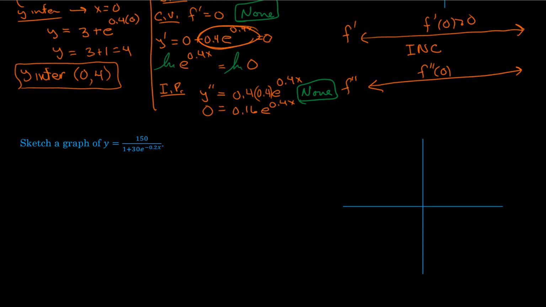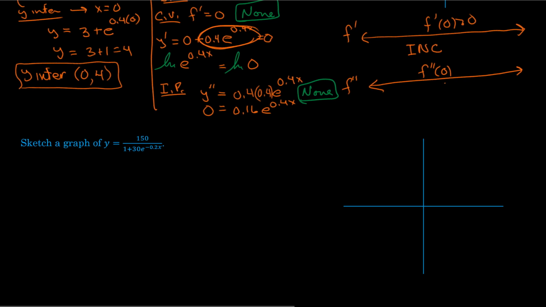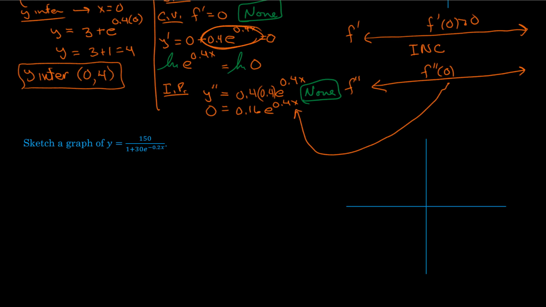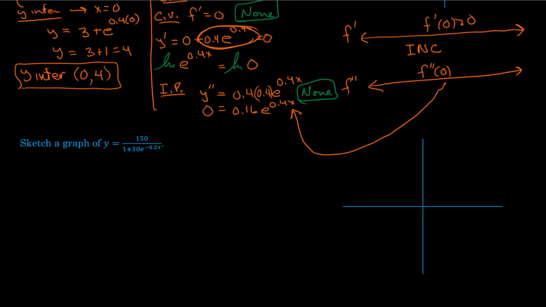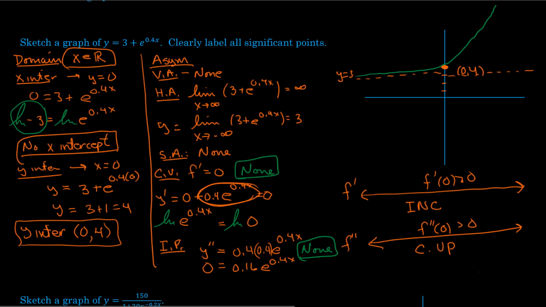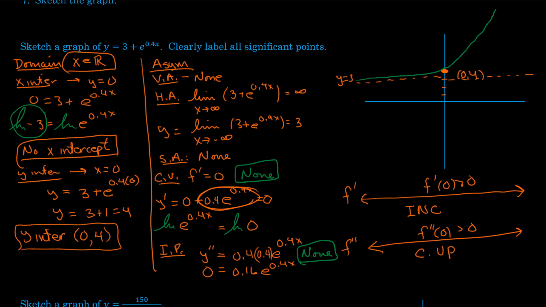I'll make it something easy like 0. That means that I'm going to take 0 and substitute it in here, which will give me 0.16 times e to the 0 power, which is just 0.16, greater than 0. It's concave up. Well, if you take a look at the graph that we sketched, it is always increasing. It is always concave up. It's running asymptotic to the line y equals 3, and it does intersect the y-axis at 0, 4. There's your graph.